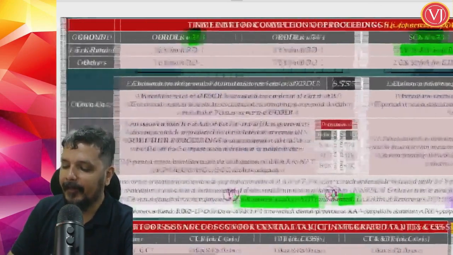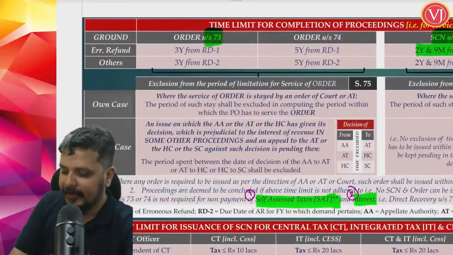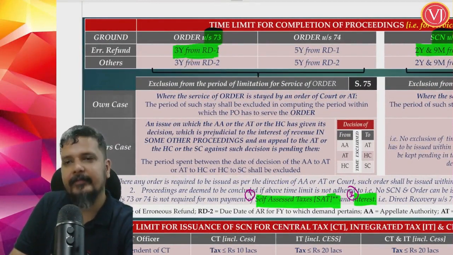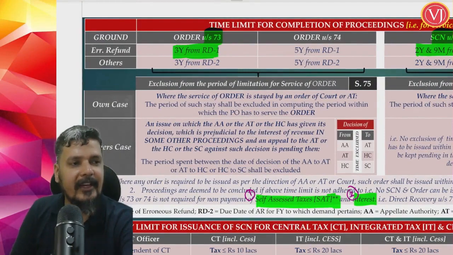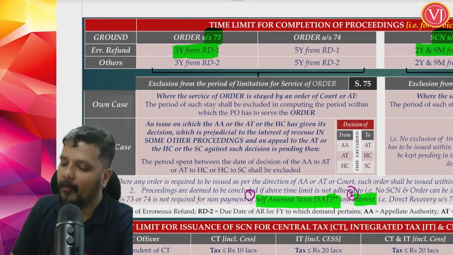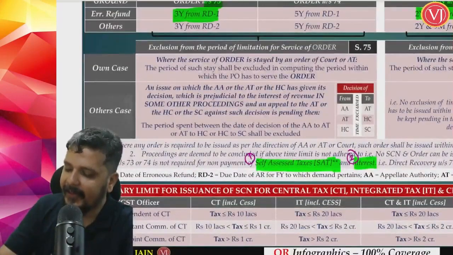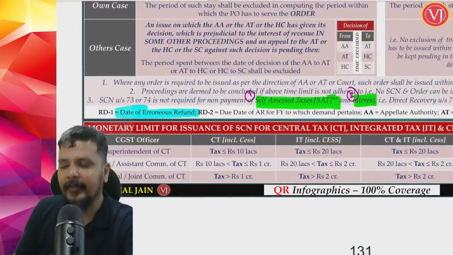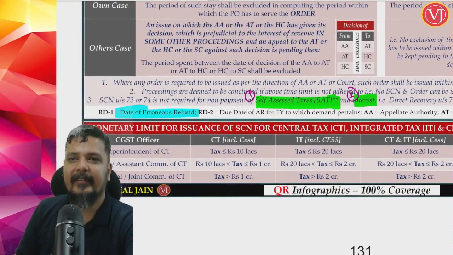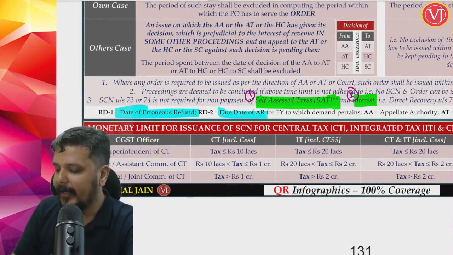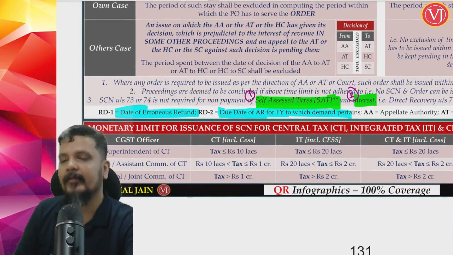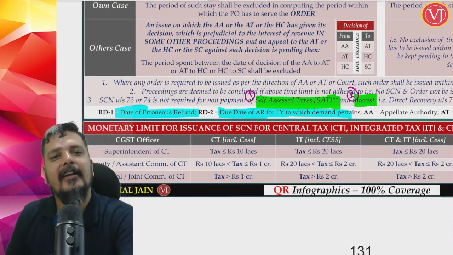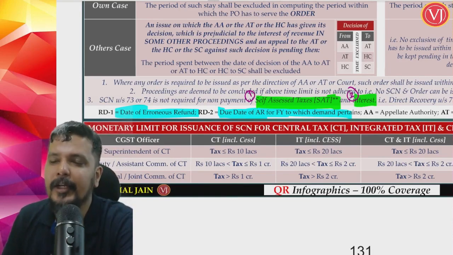What is the time limit for giving an order? 3 years from the relevant date. For notice it is 2 years 9 months. For order it is 3 years. What is that relevant date? If it is a case of erroneous refund, the relevant date is the date of erroneous refund. If it is any other case, the relevant date is the due date of the annual return for that financial year. Put simply, the relevant date is basically the due date of your annual return.